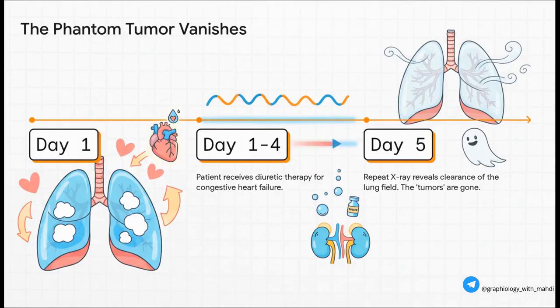And here is the beautiful proof. The patient wasn't sent for a biopsy or started on chemo. He was treated for his heart failure with diuretics, basically drugs that help the body get rid of excess fluid. And look at this. After only 4 days of treatment, they took another X-ray. And the tumors? Poof, completely gone, vanished into thin air. This is exactly why it's called a phantom tumor. It's a radiographic ghost created by nothing more than fluid in the lung's natural creases.